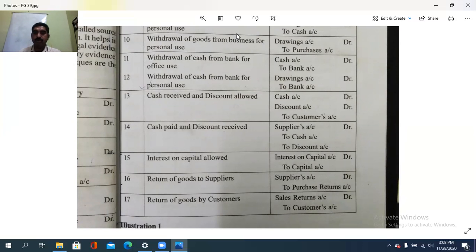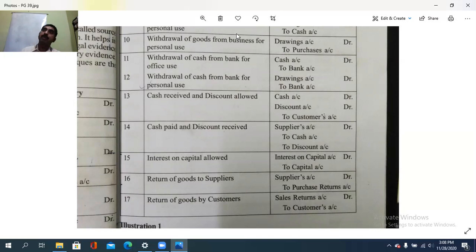Then interest on capital allowed. How is it to be? Interest on capital account debtor to capital account, because it is an expense. Interest on capital. And return of goods to supplier: giving goods back to the supplier. So what is it? The opposite of purchase. So supplier's account debtor to purchase returns.